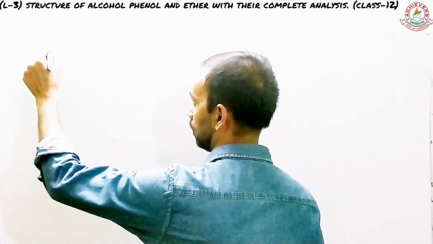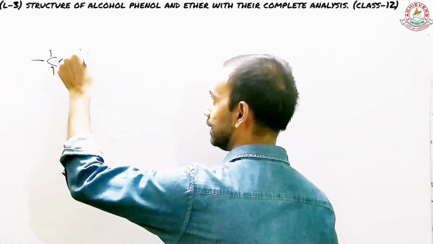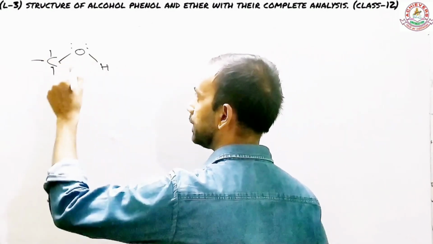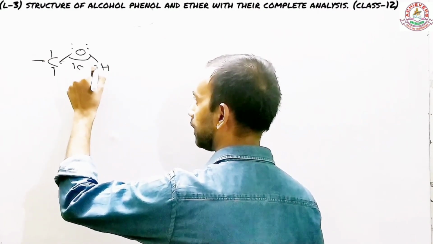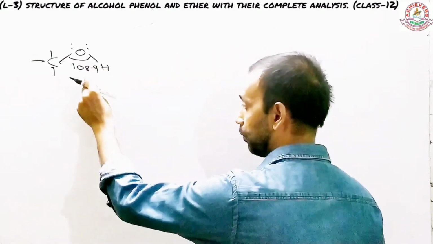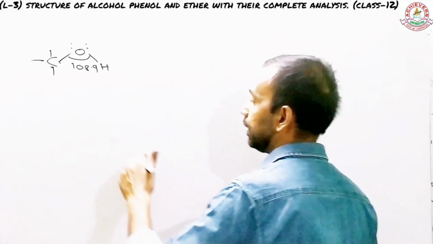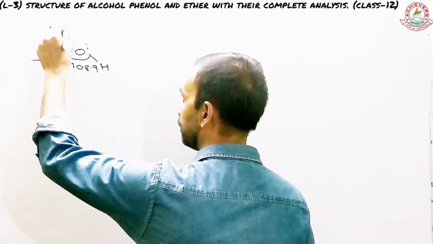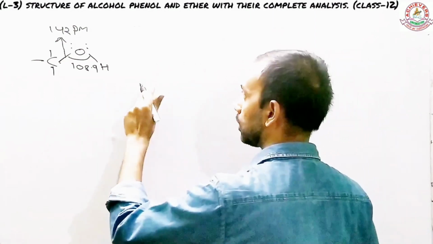So for alcohol, the simplest alcohol you can remember is methanol. Methanol has a structure something like this, where this oxygen has the hydrogen and it has two lone pairs right here, and this bond angle is 108.9. Now you do remember that this bond angle is slightly less than the tetrahedral angle, which is 109.5. Also, this bond length is 142 picometer. And then let's talk about the phenol.